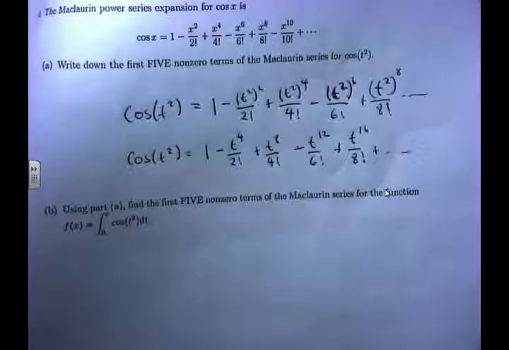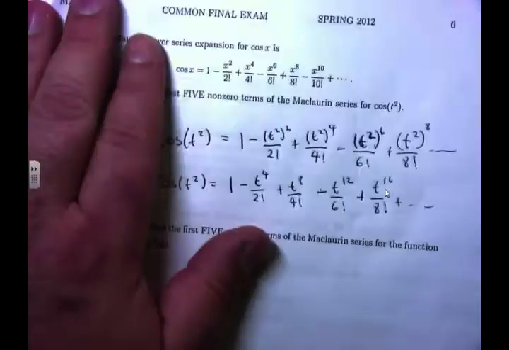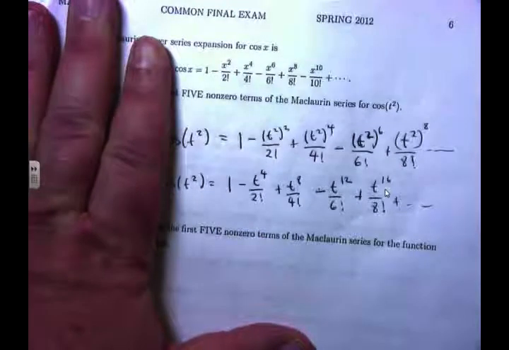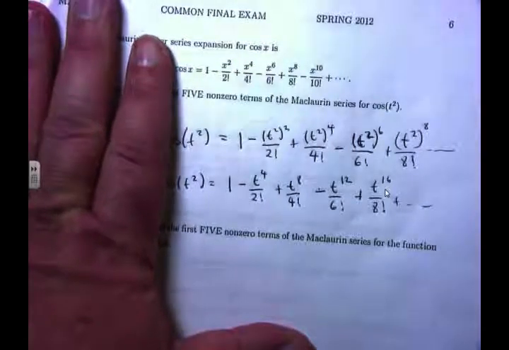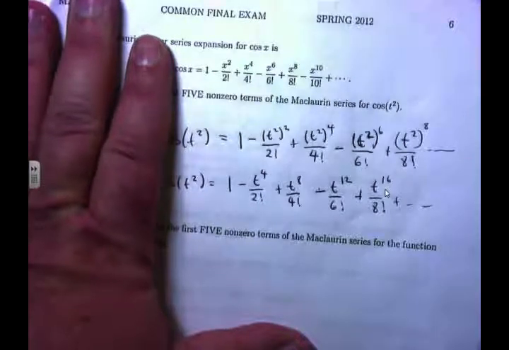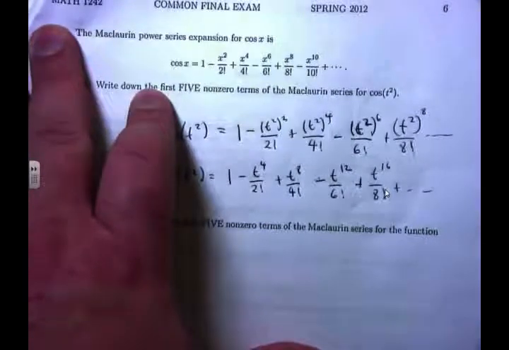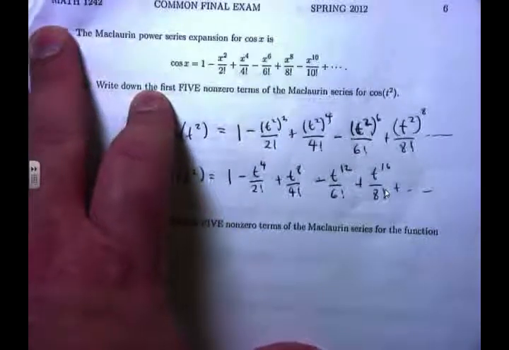Not always. So, this is one that you should have had memorized. Which ones were you supposed to have memorized? Natural log of X, the cosine, the sine, the 1 over 1 minus X, and the tangent inverse of X. Remember those guys? Those are your guys you're supposed to have memorized. But that was nice. Sometimes they give them to you, sometimes they don't. That's why have them memorized, just in case they don't.